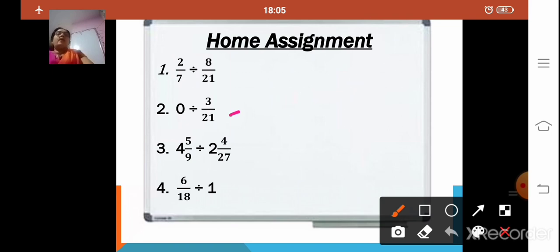For the second one, you just have to write the answer. That is 0 divided by 3 upon 21 is what? And fourth one also, you will just have to write the answer. If you want, you can just do the working and just write the answer. For the first one and the third one, you have to solve it and write the answer. All the 4 sums, you have to do it in your homework book.